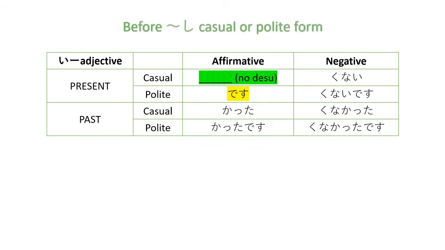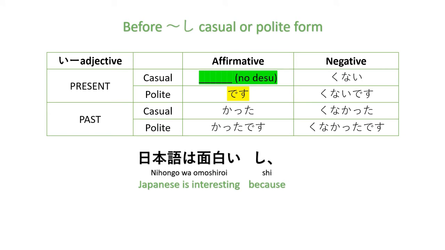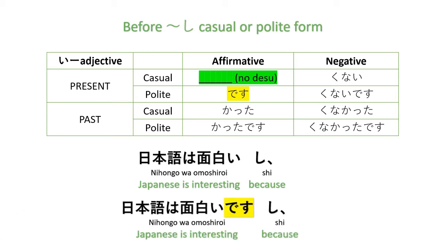Alright, now for the tenses. Before shi, we can use either casual or the polite form. And usually, the casual form is used most commonly. So here, Nihongo wa omoshiroi shi. Because Japanese is interesting. We can also use Nihongo wa omoshiroi desu shi. This is a super polite form. Okay? This is for the i adjective, as you can see in the conjugation.